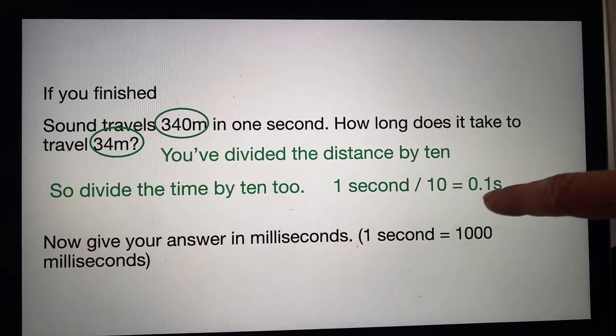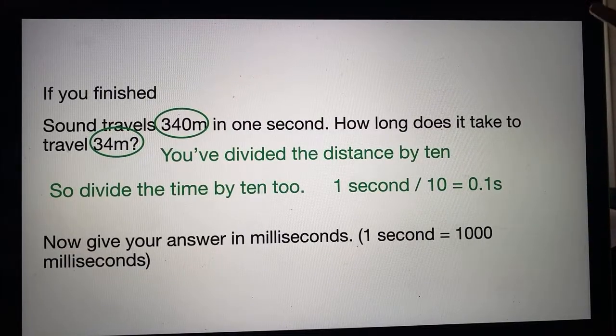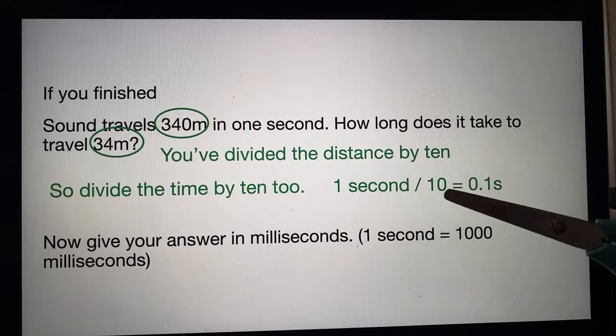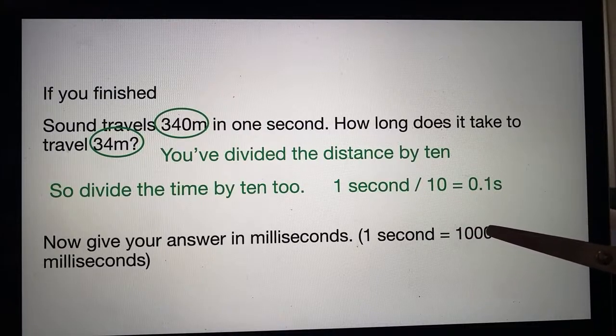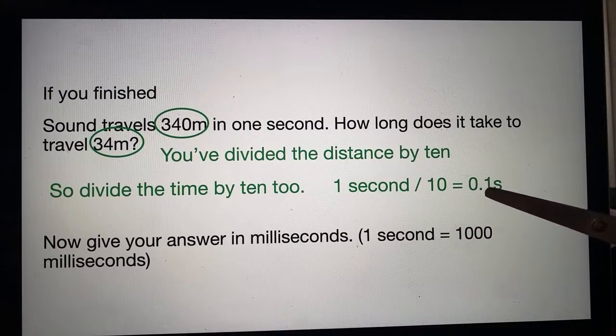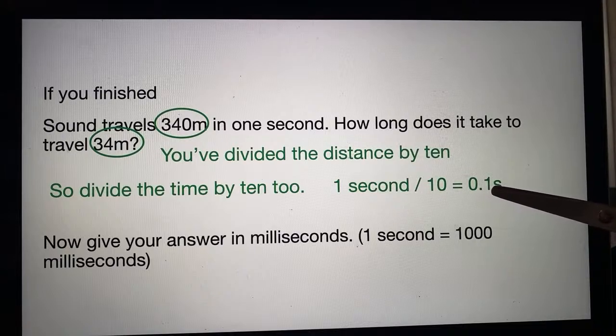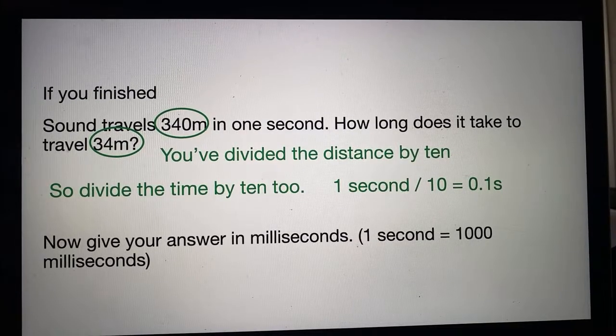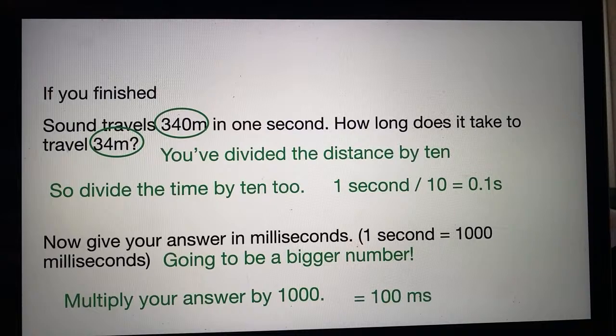But if you were going to give that answer in milliseconds, well, 1 second equals 1000 milliseconds. So now this is going to be a bigger number, right? 1 second is 1,000 milliseconds. So if you want to say what a tenth of a second is in milliseconds, it's going to be a bigger number, and you've got to times it by 1,000. So you start with the decimal point. If you move it forwards 1, you've timesed by 10. If you move it forward again, you've timesed by 100. But we want to move it forwards again to times it by 1,000. So the answer was 100 milliseconds.